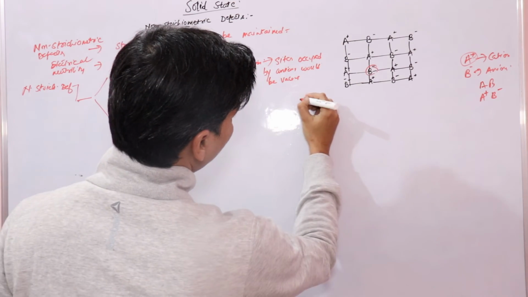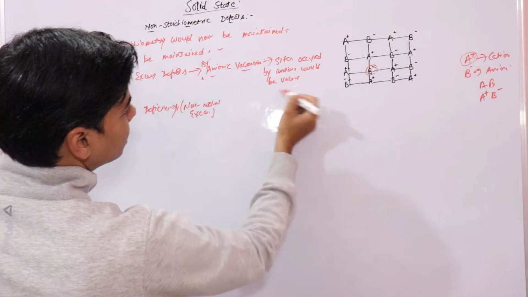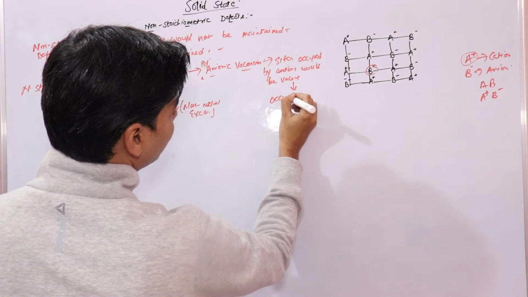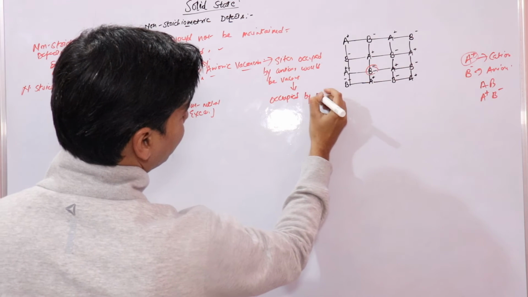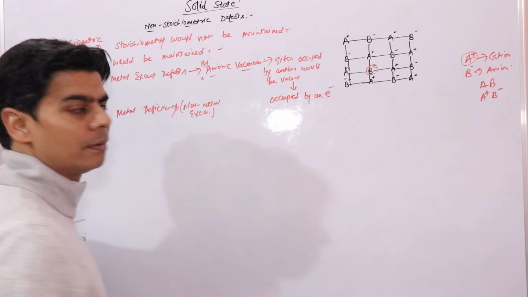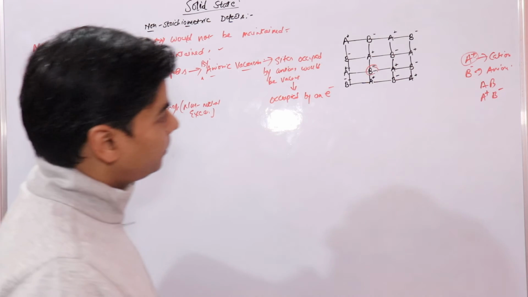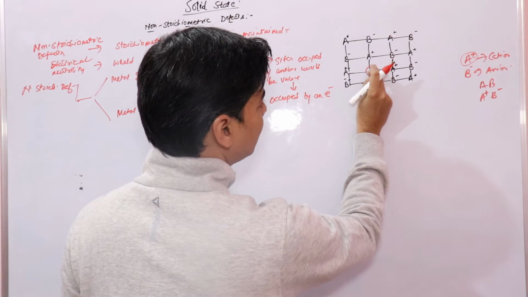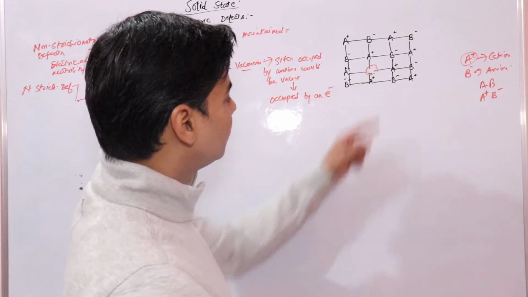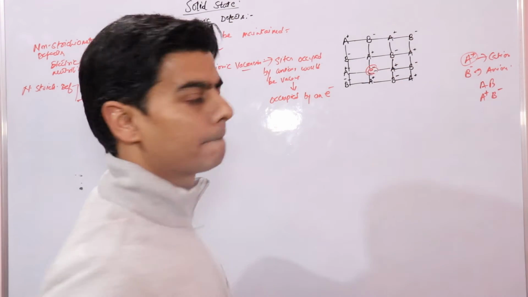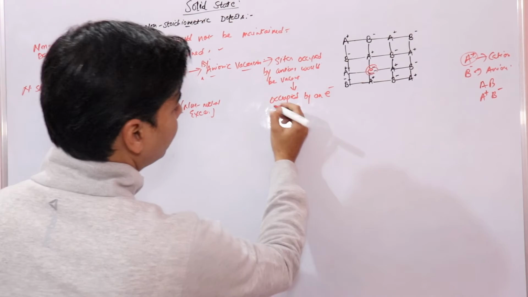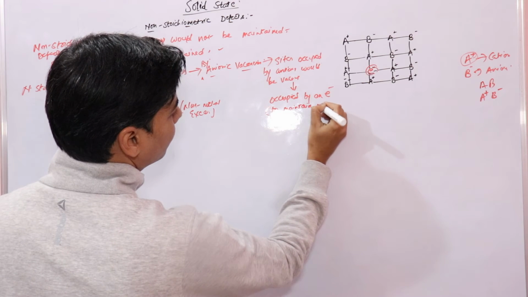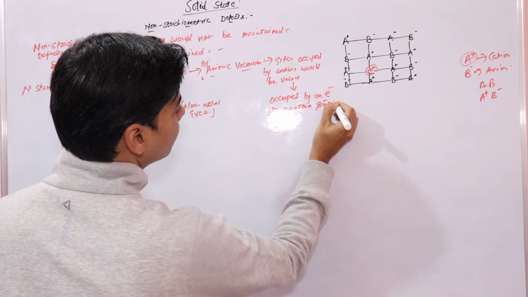So this site would be occupied by an electron. This is when we said here the sites occupied by anions would be missing and would be occupied by an electron, e minus. Now we said this B is missing, and the place of this B would be occupied by an electron to maintain the electrical neutrality.